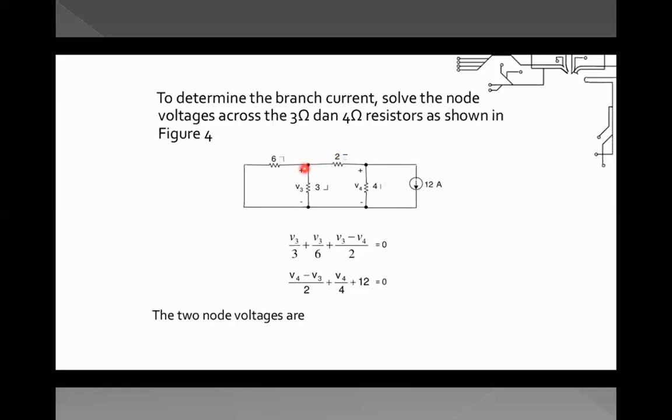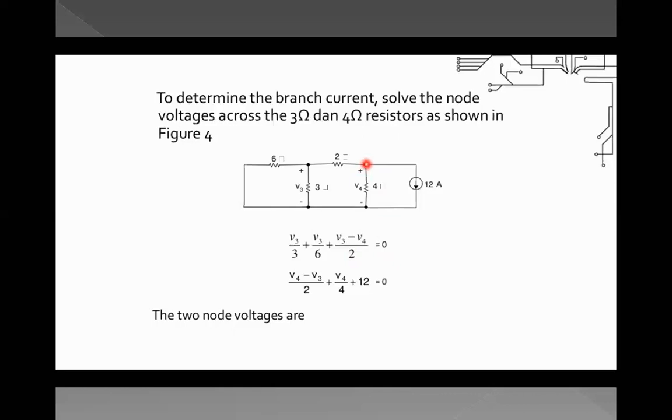Then the total summation, if I do, it is nothing but V3 by 6 plus V3 by 3 plus V3 minus V4 by 2, and this should be equal to 0. Please follow this particular equation. Similarly, applying or analyzing the node voltage at this particular assigned V4 value.